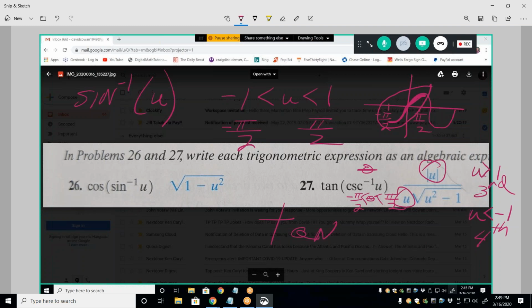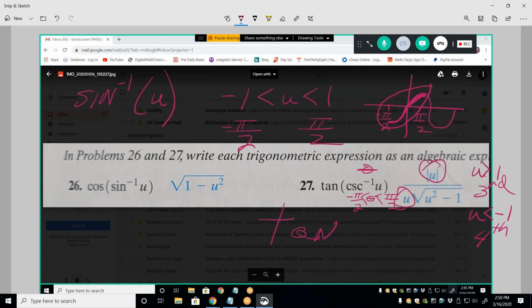In other words, when u is greater than 1, we know we're in the first quadrant. Absolute value of u over u is going to be 1. Okay. And when we're in the fourth quadrant, the absolute value of u over u is going to be negative 1.